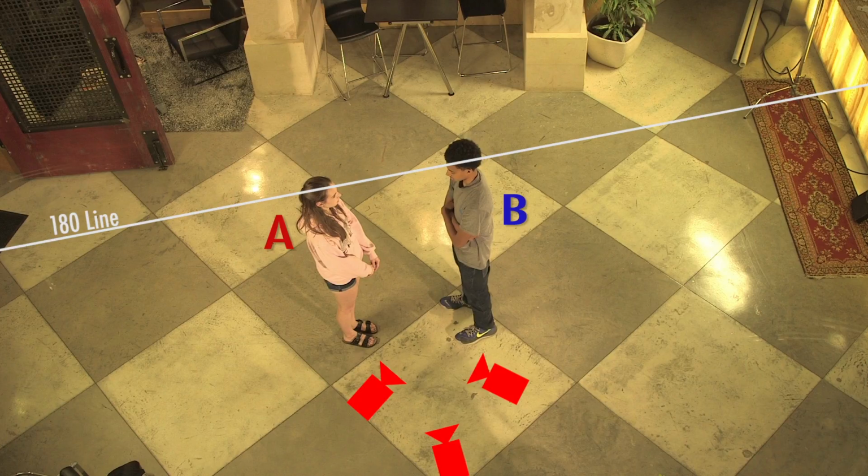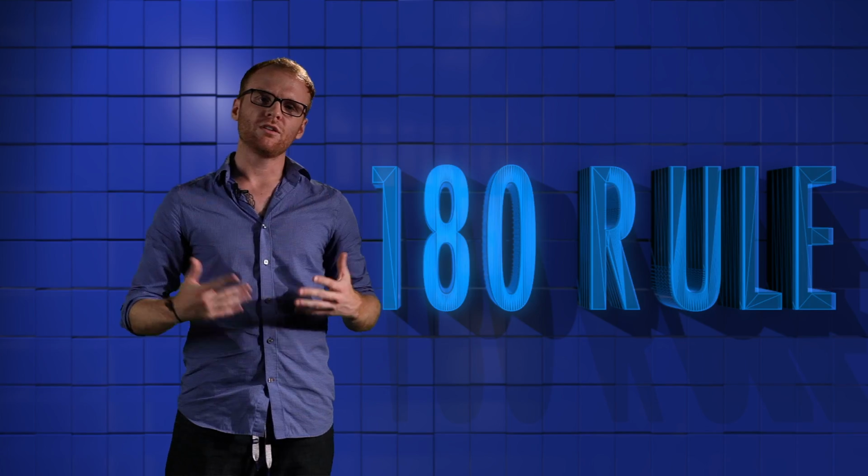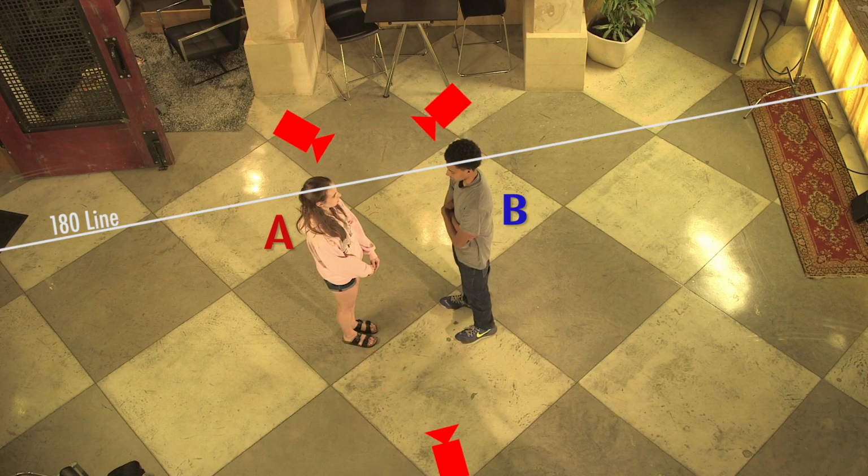If you place your close-up of subject A on this side of the line, you're breaking eyeline. Now it looks like both A and B are looking in the same direction. If you place both of your close-ups on the other side, it looks like your subjects have switched positions when compared to this medium 2 shot. This is why the 180-degree rule is so important.